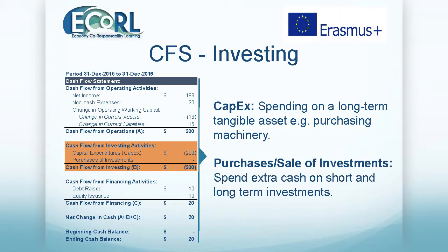On the next slide, we'll be moving on to cash flow from investing activities. The main items here are capital expenditures and purchases and sales of short-term and long-term investments. Capital expenditures represent spending on long-term tangible assets, for example, purchasing machinery, buildings, plants, etc. And then purchases and sales of short-term and long-term investments represent extra cash that is being spent or gained on the investments that the company has made, for example, in the stock market or the bond market.